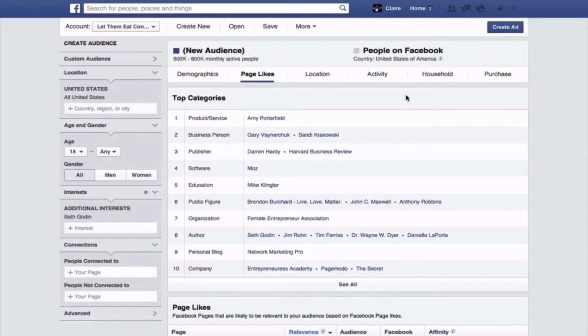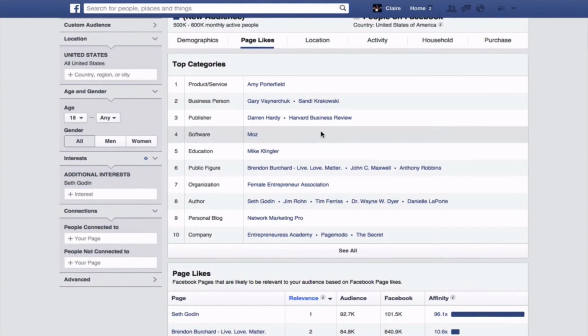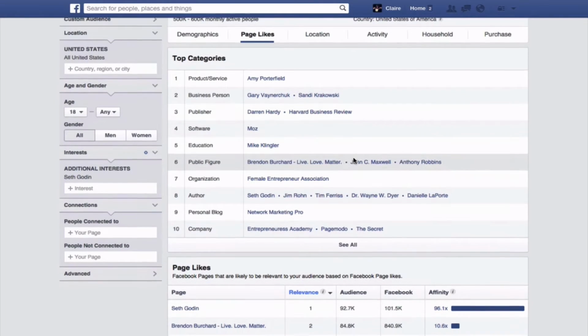So this is already pretty interesting because it hadn't occurred to me to necessarily use something like Moz, which is a software that I'm sure a lot of my target audience might be interested in, in my targeting. I was sort of thinking, oh, what are other people that are like Seth Godin? But definitely you want to use software, other companies. If they have the same audience, they don't have to be a very small business like you. They don't have to have the same products or services as you. They can have different products and services. Then, none of these are really that surprising: Brendon Burchard, John C. Maxwell, Anthony Robbins.